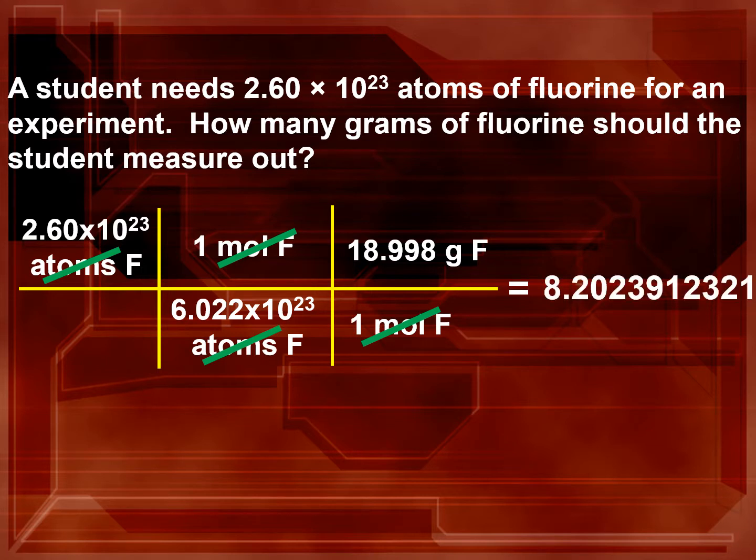So our answer, according to our calculator, is 8.202391231. Looks a bit excessive. If we look at our given, we have 3 significant figures showing, so we're going to have to round this to 8.20 grams of fluorine.